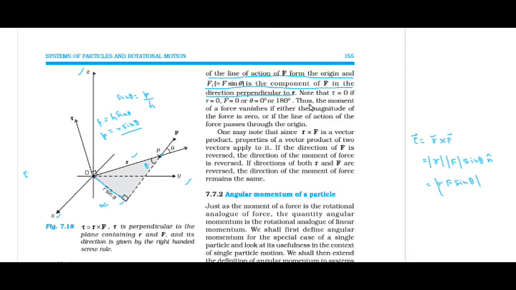Note that tau is equal to 0 if r is equal to 0, F is equal to 0, or theta is equal to 0 or 180 degrees. Thus, moment of force vanishes if either the magnitude of the force is 0 or if the line of action of the force passes through the origin.